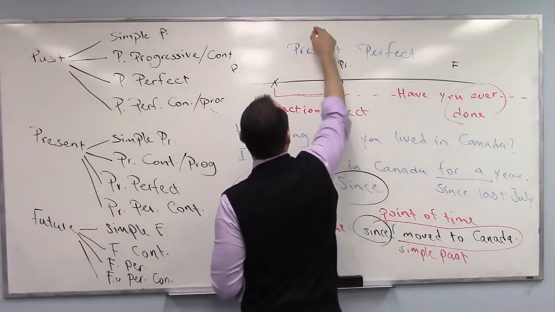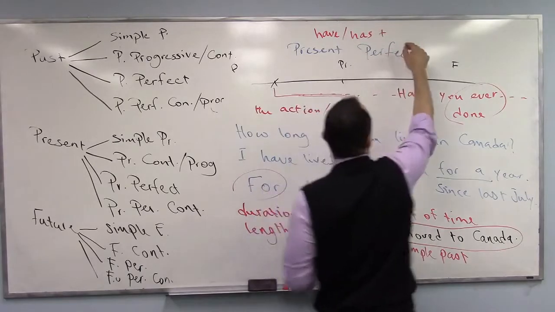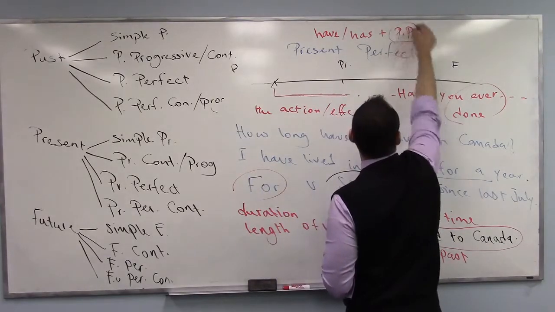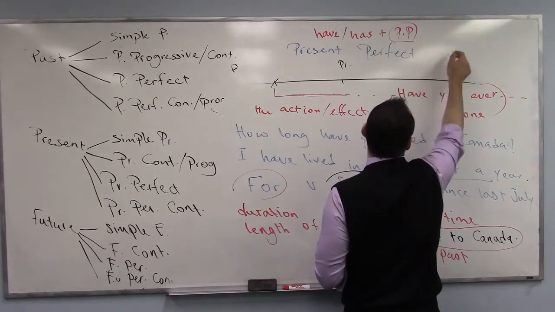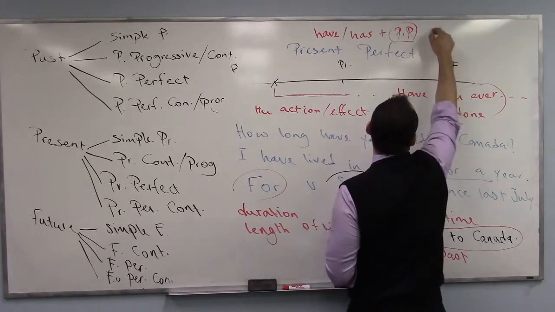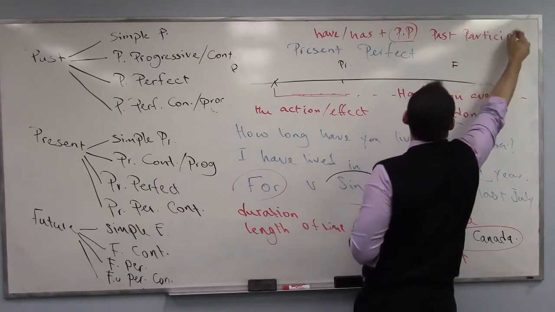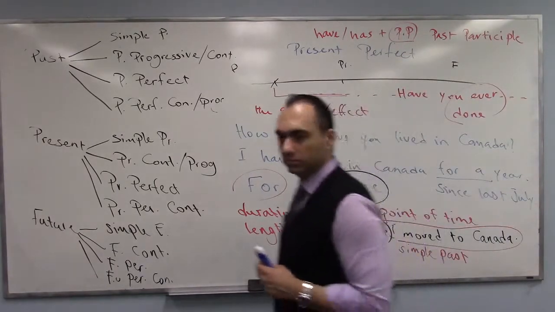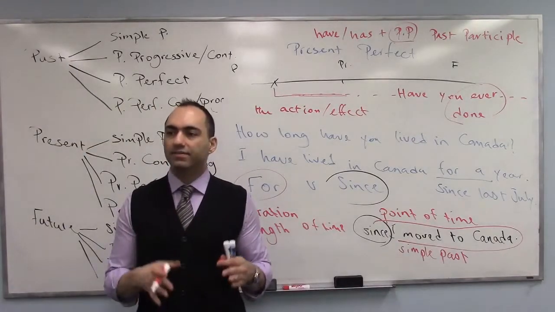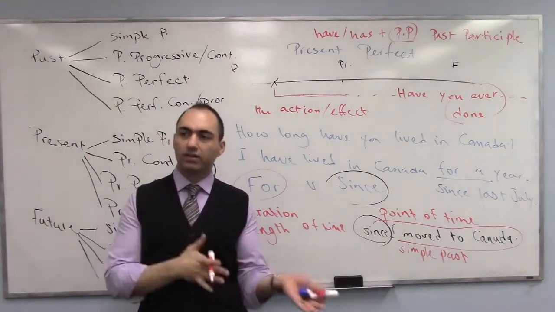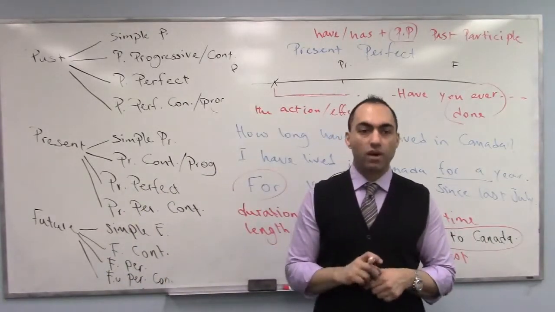So the formula is have or has plus what we call past participle. Do, did, done. Have, had, had. Yeah, past participle. Go, went, gone. Live, lived, lived. Regular verbs, irregular verbs, right? I have lived here for, lived, not live.